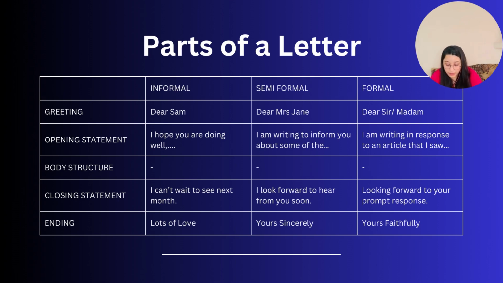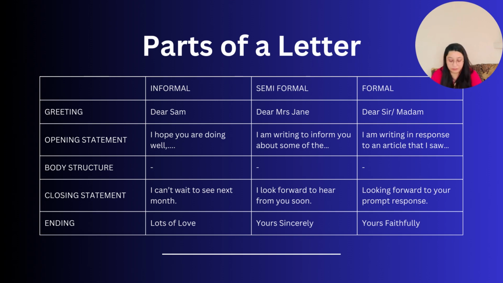Now the opening statement for informal can be, I hope you're doing well, I was meaning to talk to you for a long time, or anything that is casual. So you can be a little casual in your language, whereas for a formal letter, you have to explain the purpose why you're writing the letter. For example, in semi-formal, you can say, I'm writing to inform you about so-and-so situation. For a formal letter, I am writing in response to this. So you have to be clear with the purpose of writing when you're writing a semi-formal or a formal letter. But in an informal letter, you can be casual about it.